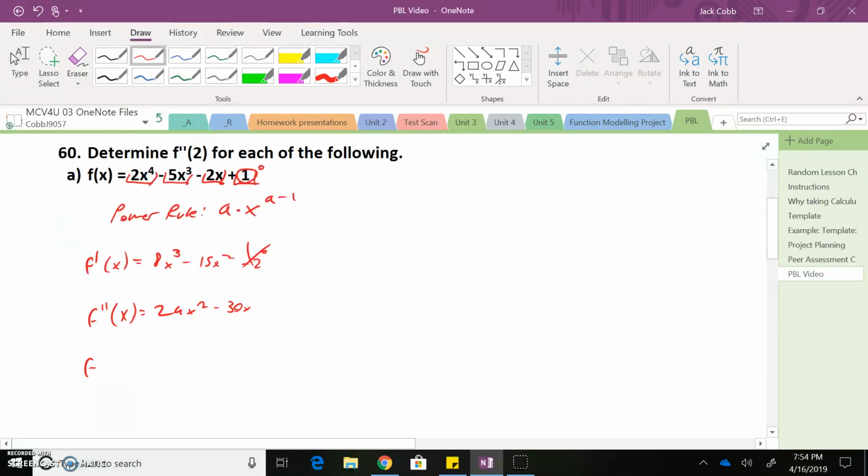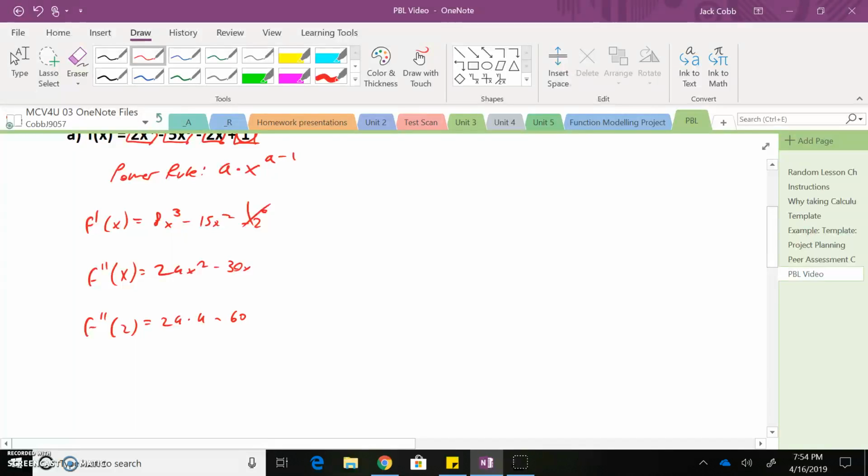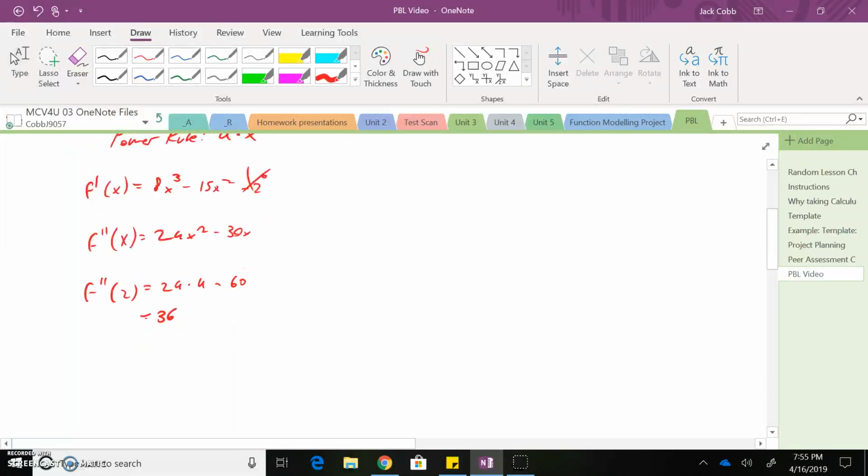Now all we have to do is plug this in, and what we should get is 24 times 4 minus 60, right? So all I'm doing is plugging 2 in there. If I plug this into my calculator, just to double check, it should be 36. Here we go. Okay, fantastic.